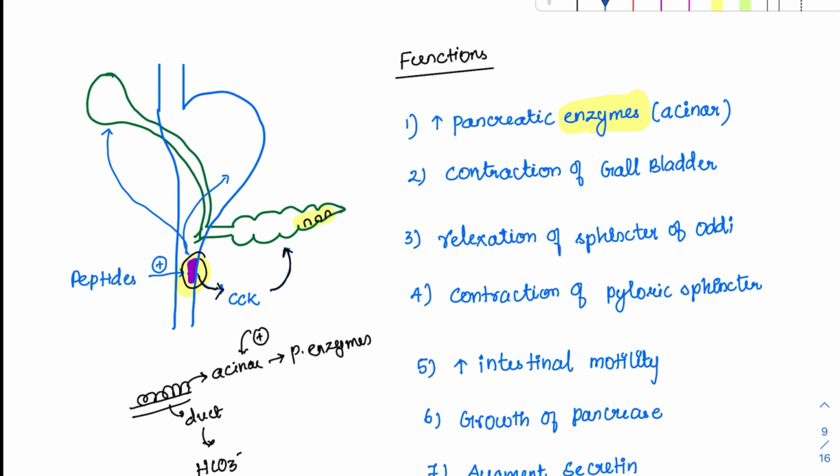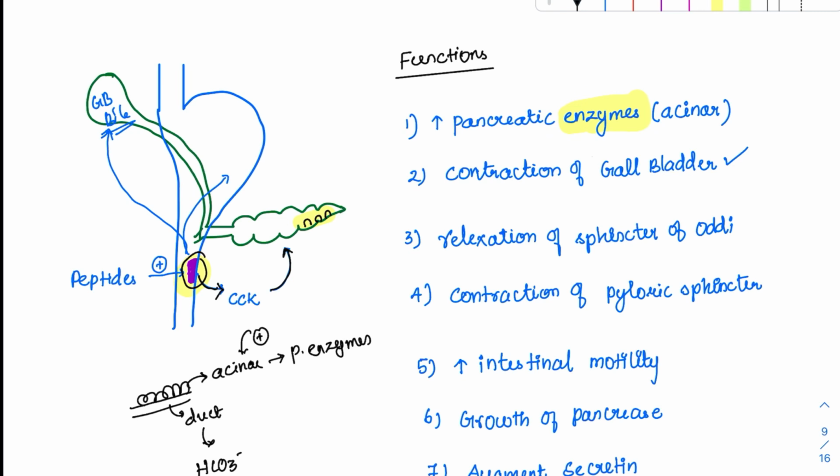Next thing it will do is go to the gallbladder, and cause contraction of the gallbladder. It is not producing any kind of new bile. It is increasing the contraction of the gallbladder, because of which the availability of bile is going to increase. So the second thing is contraction of the gallbladder. Now it has produced the secretion and contracted the gallbladder, and they have to reach the duodenum.